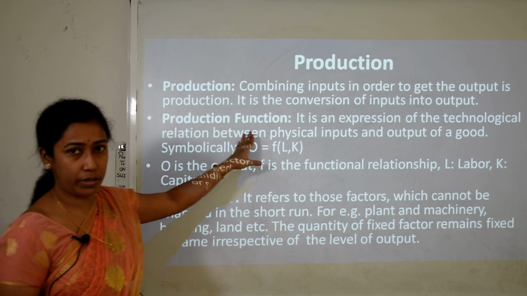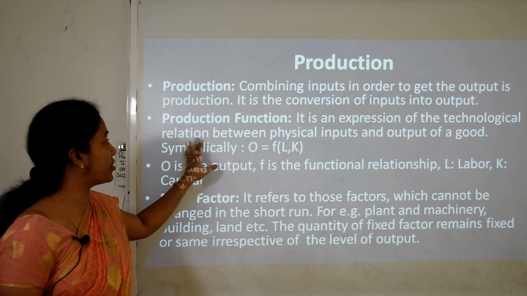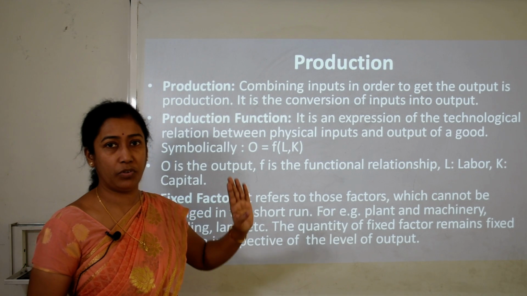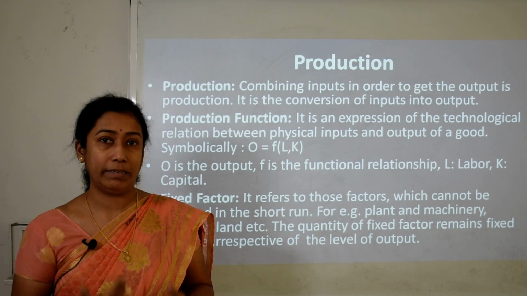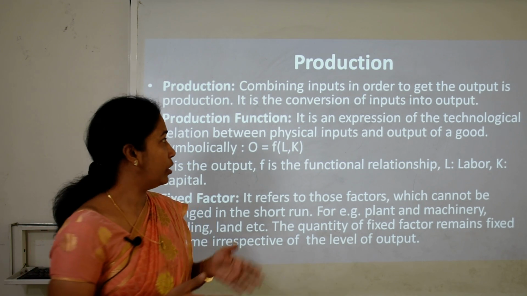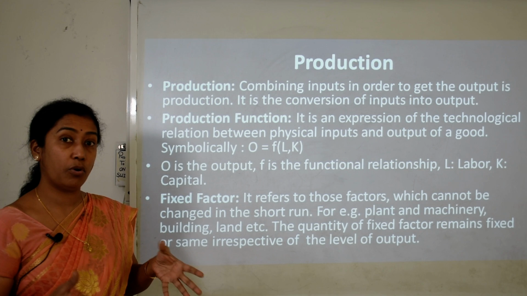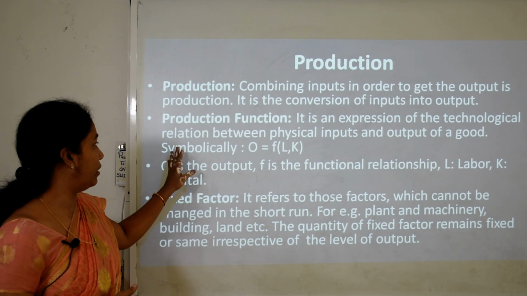And production function, which the chapter belongs to, is an expression of the technological relation between physical input and output of a good. Technological relation means we are using certain techniques and methods to convert that input to output. So it is always an expression of the technological relation between input and output to get the final good.